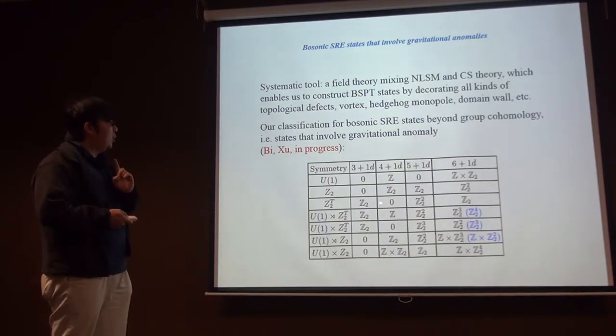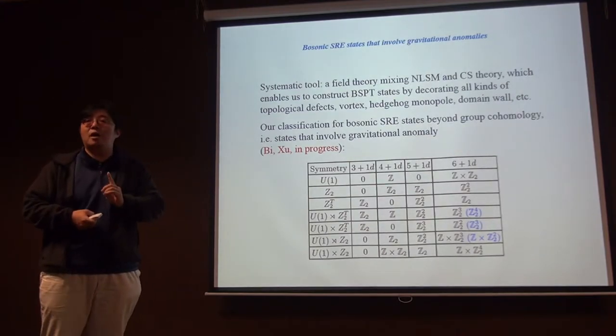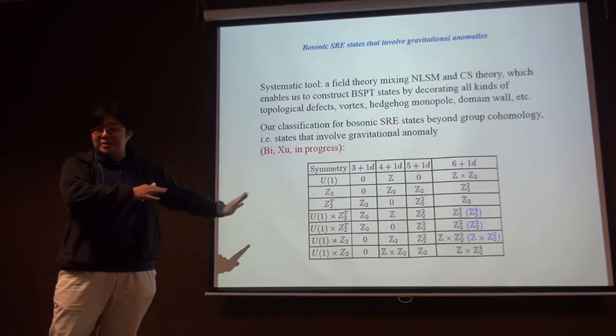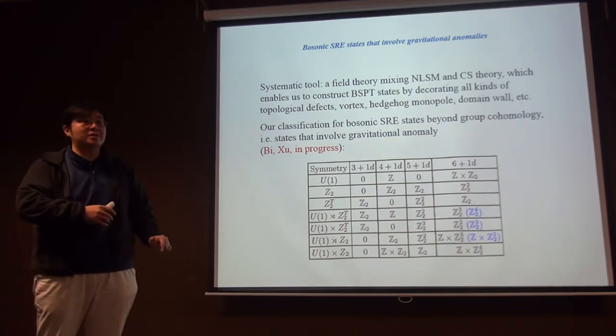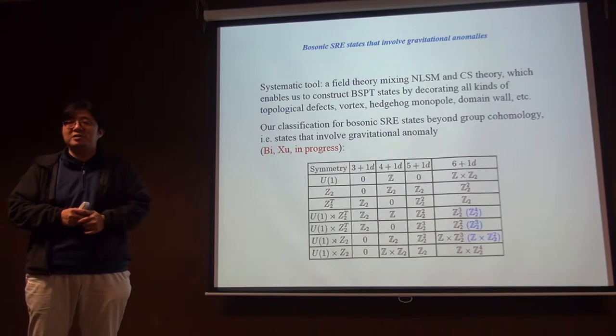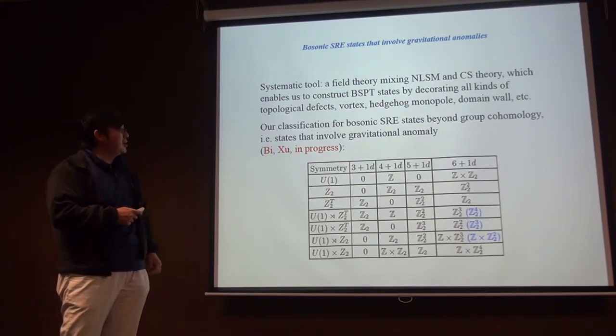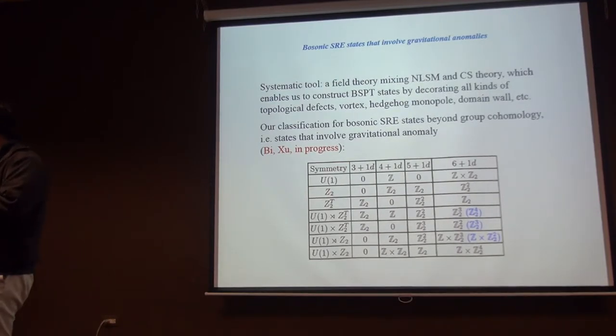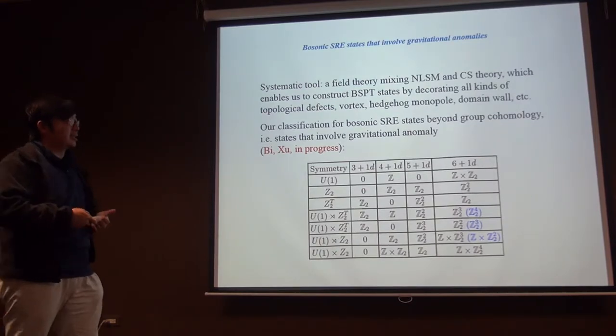And this is a table we obtained using our strategy of constructing and classifying the states. Here I only listed those states beyond group cohomology. Okay, there's another table which I showed you yesterday within cohomology. So those states are described by the nonlinear sigma model only. They do not involve any topological theory. But here, by mixing the nonlinear sigma model, the vectors, and also the topological theories, I get a new table like this.